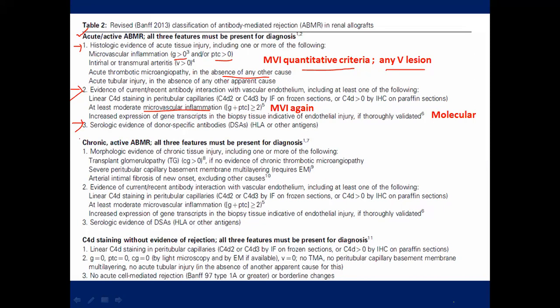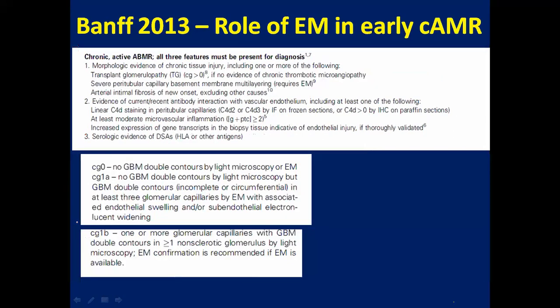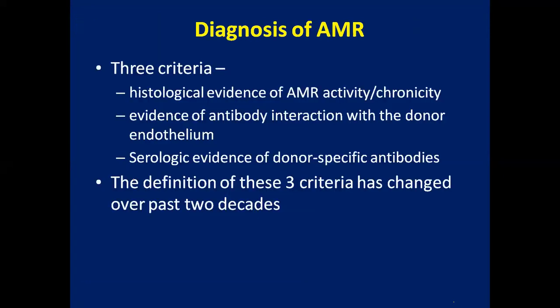Okay, so I will not discuss the chronic antibody-mediated process. I have already told you that for chronic antibody-mediated process, all these three findings have to be there. The other thing is, in 2013 they highlighted that electron microscopy should be done wherever available to diagnose early chronic antibody-mediated rejections. It was suggested that duplication of the glomerular capillary loop, sometimes in early chronic AMR, can't be seen on light microscopy. So if you do electron microscopy, you will be able to demonstrate evidence of chronic AMR. So I will not repeat the same thing.